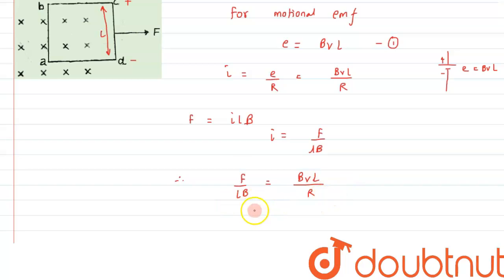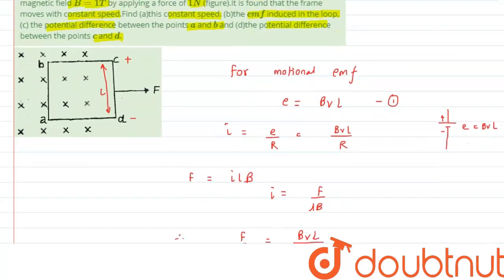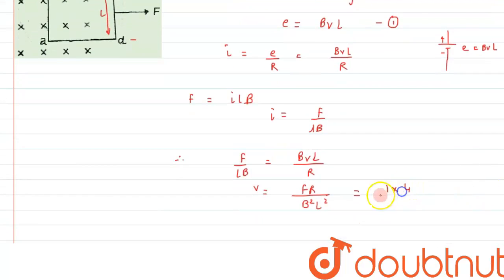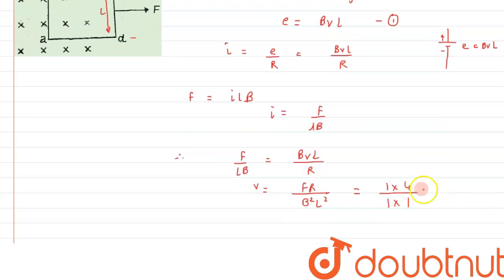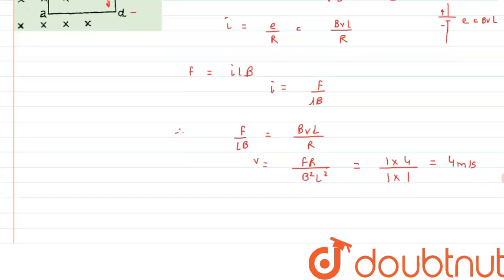Alright, so from here we can say the value of V, that is the constant speed, we can calculate as V equals FR divided by B square L square. If you substitute the values, F is given as 1, resistance is given as 4 ohms, B square is 1, and L has been given as 1 meter, so this value comes out to be 4 meter per second. So this is the velocity, or the constant speed, we are getting.